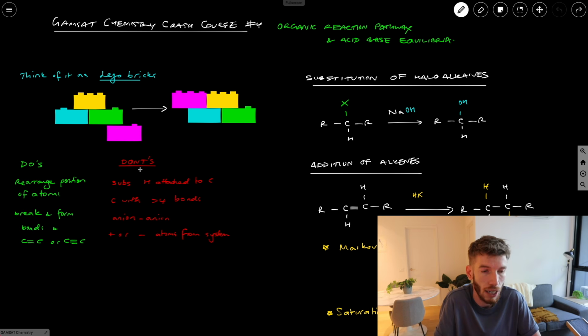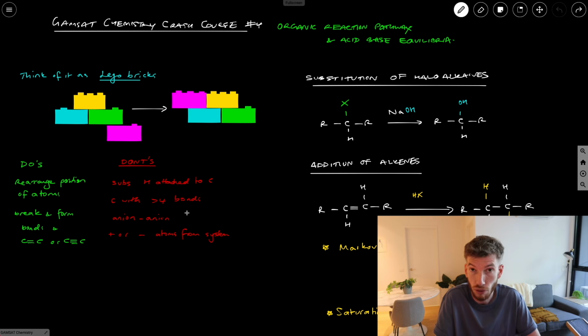The don'ts, though, are going to be: do not substitute a hydrogen that is attached to a carbon. If it's directly attached to a carbon, it will not substitute. It will stay there. You need it to be attached to an oxygen or a nitrogen in order to even attack it or remove it or replace it in some way.